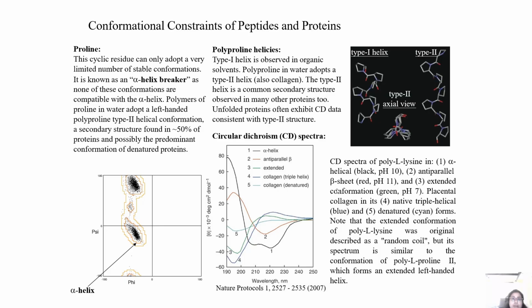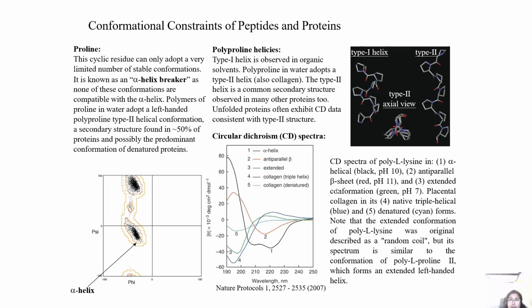If we talk about polyproline helices, type 1 helix is observed in organic solvents. Polyproline in water adopts a type 2 helix. The type 2 helix is a common secondary structure observed in many other proteins too. Unfolded proteins often exhibit CD data consistent with type 2 structure.